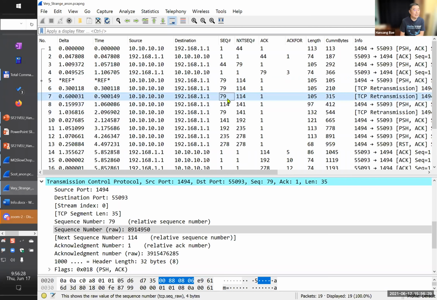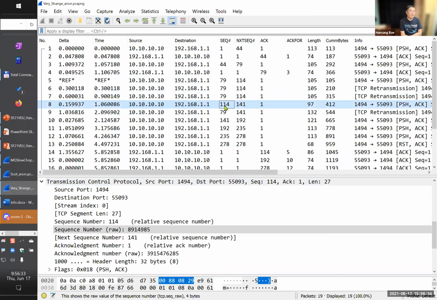Then this is where things go a little wonky. Normally, when you have complete packet loss here, are you allowed to transfer the next stream that's in the queue? So look at the packet progression here, okay? I start at sequence number 44 to 79, that's fine. Then I pick up 79 to 114, that's fine. So the next time I transmit, I'm gonna start with 114 and I go to 141, 27 bytes.